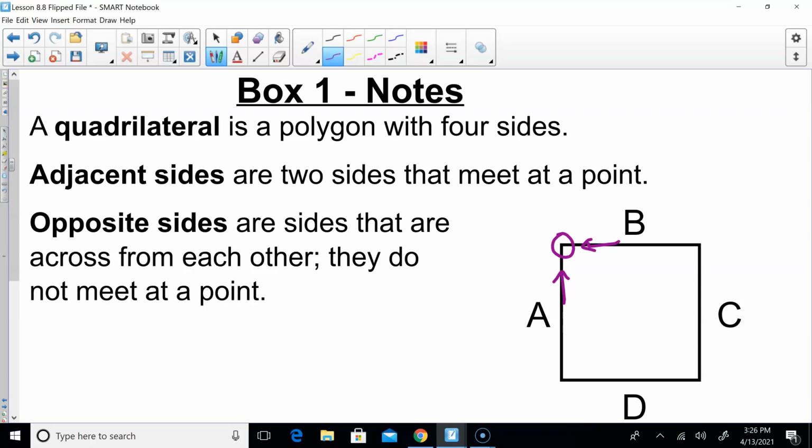Opposite sides are across from each other, they do not meet at a point. So if we're looking for opposite sides, we have two sets of opposite sides here. A is opposite of C, just as B is also opposite of D. So you can pause the video right now, write down this information, help us out with adjacent and opposite sides, and also quadrilateral as we dive into quadrilaterals today.